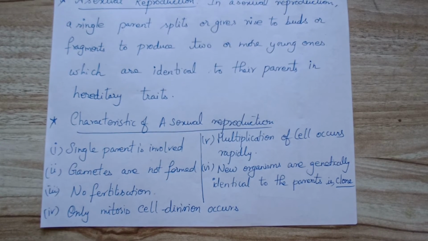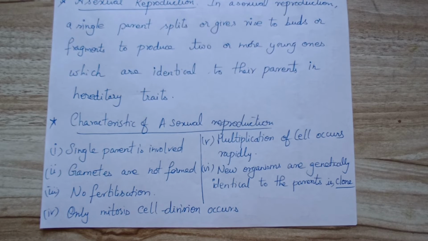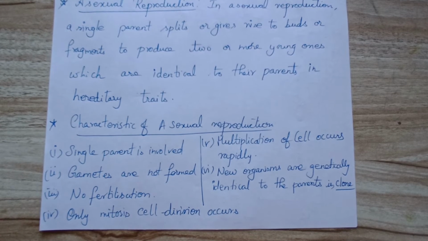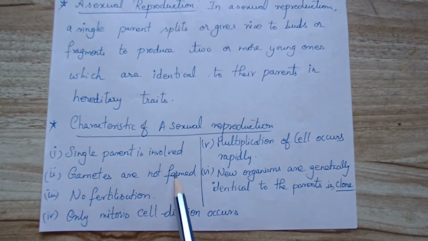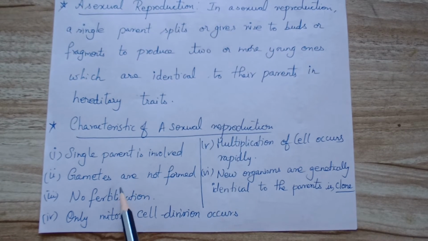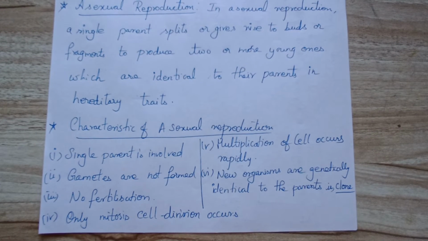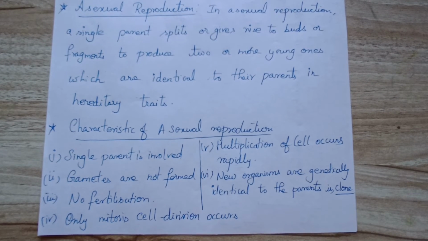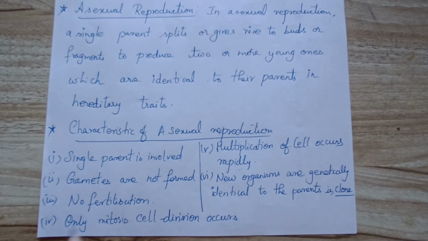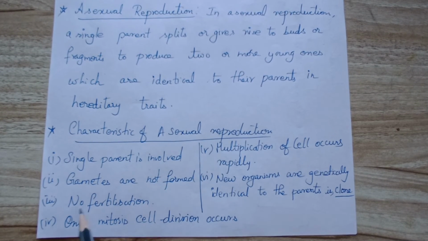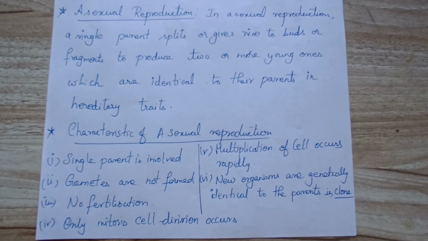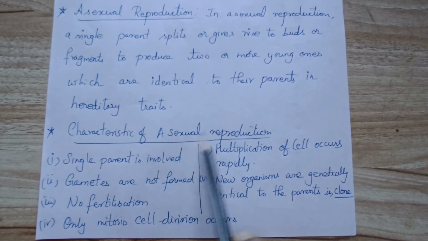Gametes are not formed here. You know that gametes are the sex cells. The male sex cell is the sperm and the female sex cell is the ovum; they fuse together, that is, fertilization happens. That kind of thing does not happen in asexual reproduction. No fertilization. Only mitotic cell division occurs. Mitosis means normal body cell division, and the same way it occurs, asexual reproduction also occurs.